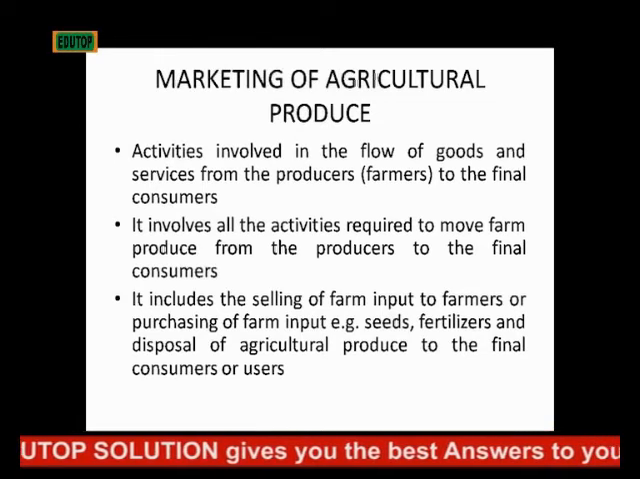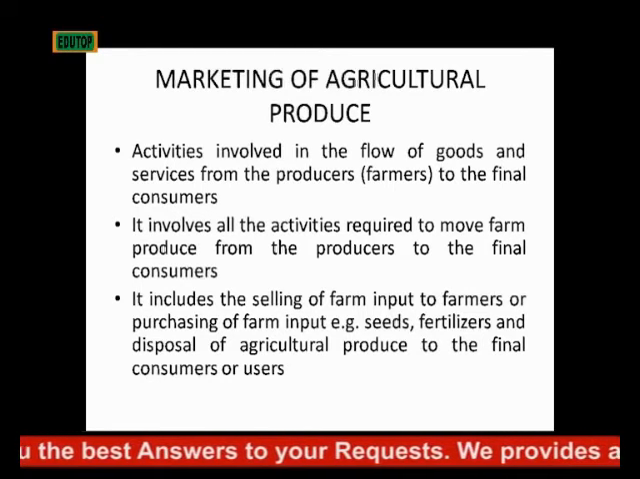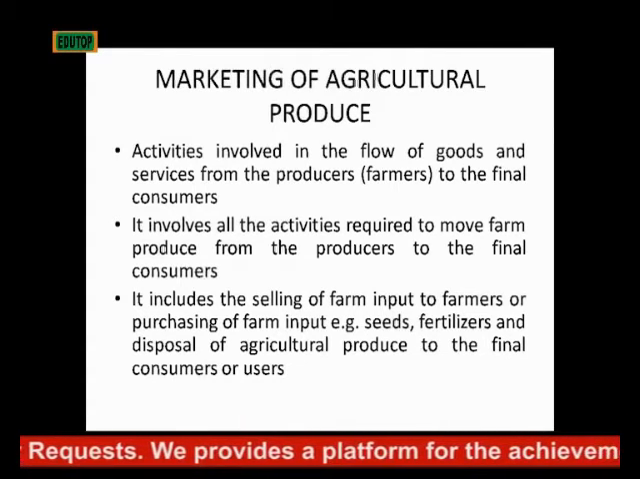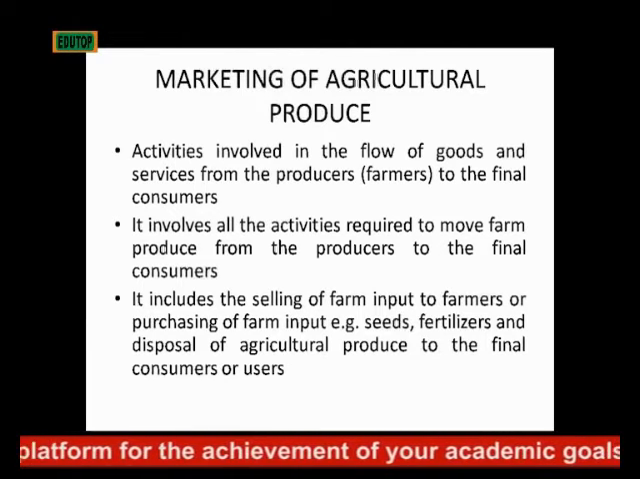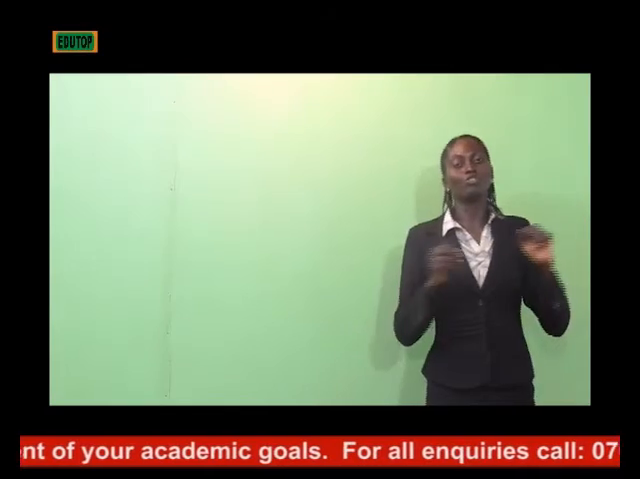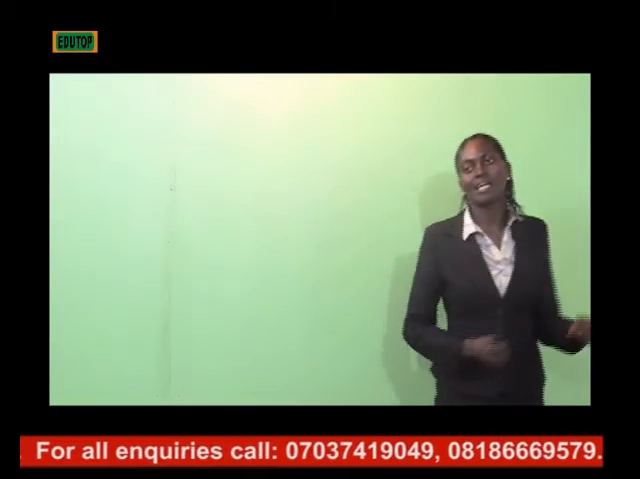It involves all the activities required to move farm produce from the producer, that is the farmer, to the final consumer. It includes the selling of farm inputs to farmers or purchasing of farm inputs such as seeds, fertilizer, disposal of agricultural produce to the final consumers or users. Okay, the farmer wants to produce maize. He goes to the market to buy maize seed, get fertilizers, get chemicals to destroy insects or pests that want to affect such plants. That's where the cycle starts from.